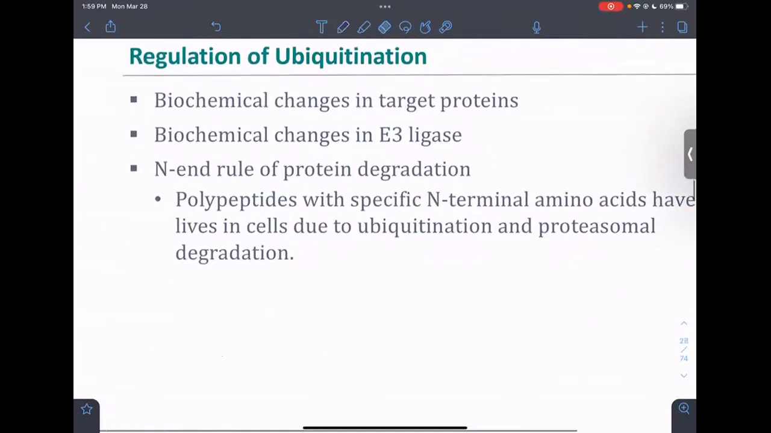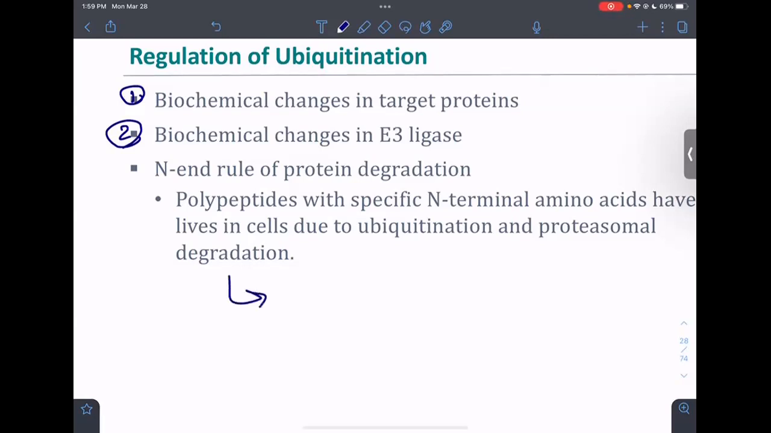Okay. Oh, and then the last one. So we said you could change your target protein. That was the first thing we talked about. The second one we talked about was biochemical changes in the E3 ligase. So the last one is called the N-end rule of protein degradation. So if you have particular N-terminal amino acid residues, this is going to signal these target proteins to be degraded. And these are proteins that you want to have a really short half-life in the cell. You don't want them to hang out a long time. You want them to be ubiquitinated and degraded relatively quickly.